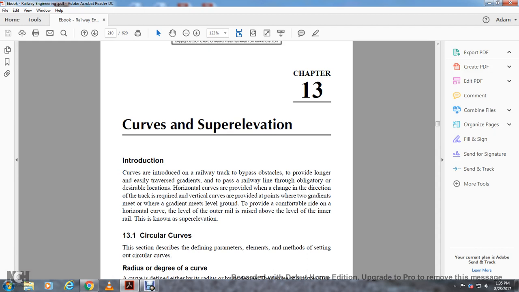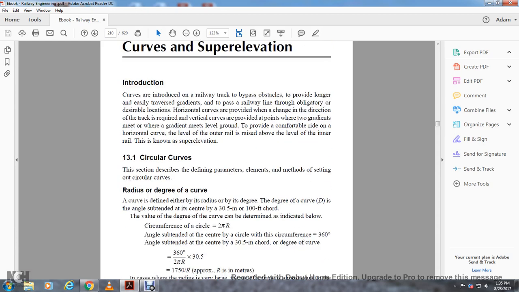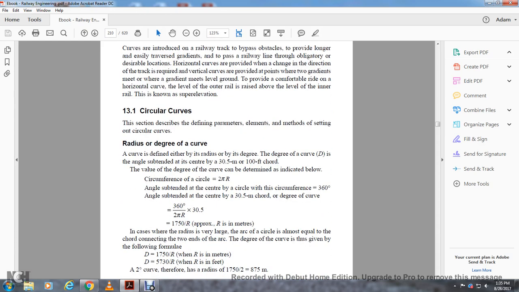13.1 Circular curve. This section describes the defined parameters, elements, and methods of setting out circular curves. Radius and degree: curves are defined either by radius or by degree. The degree of the curve is the angle subtended at the center by a 30.5 meter or 100-foot chord. The value of the degree of the curve is determined and is included below.